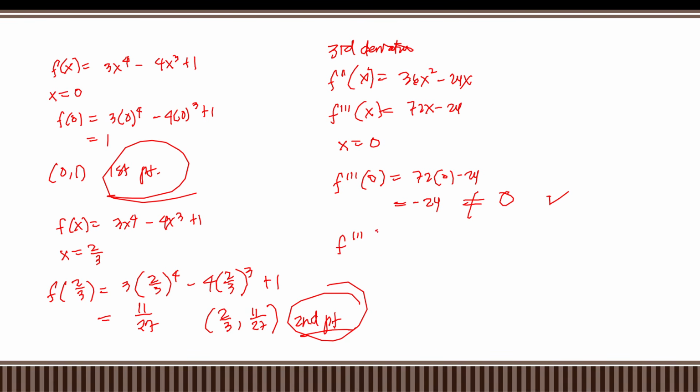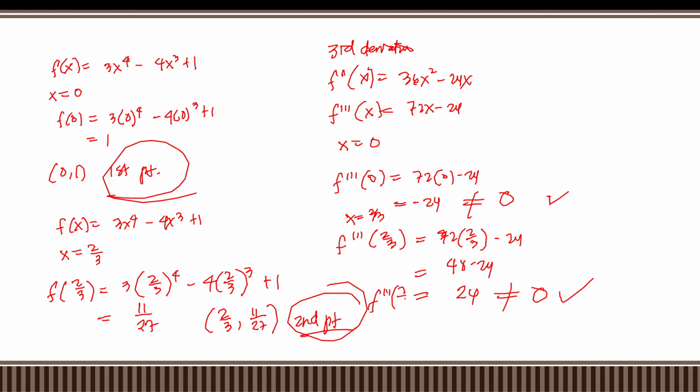And the third derivative at x equal to 2/3, you substitute: 72 times 2/3 minus 24. If we compute, this is 48 minus 24, which is equal to 24. So therefore, this is not equal to 0. So in the third derivative test, the values x equal to 0 and x equal to 2/3 are points of inflection. So that's all about problems 1 and 2.